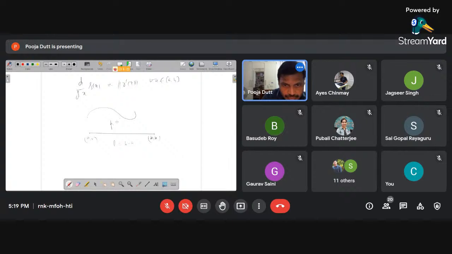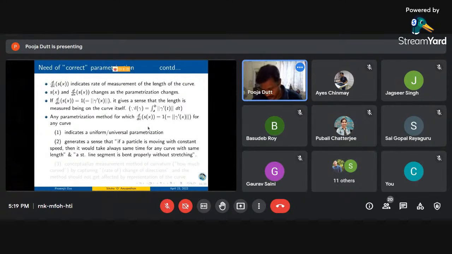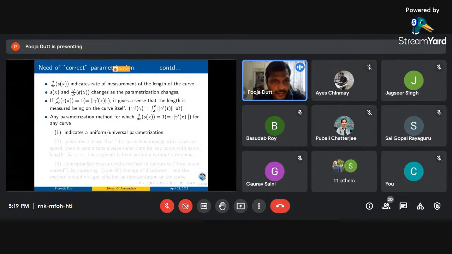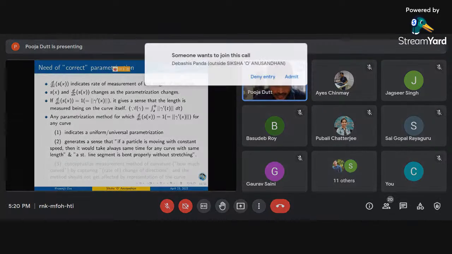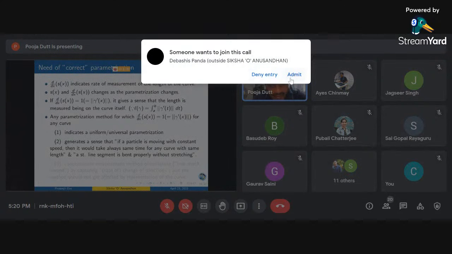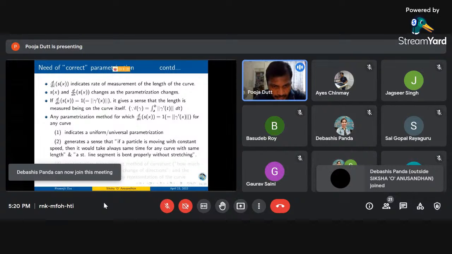After this change, which has come through some weightage, here also the length has to be b minus a, but that is not very clear, because this parameterization process is one where d/dx of S(x) is not 1. If it is 1, it will make sure that even if you bend it, the stretching is not happening, and the length of the curve is the same.